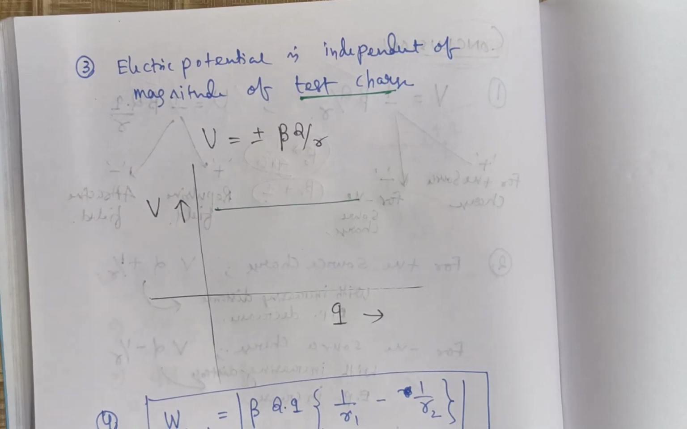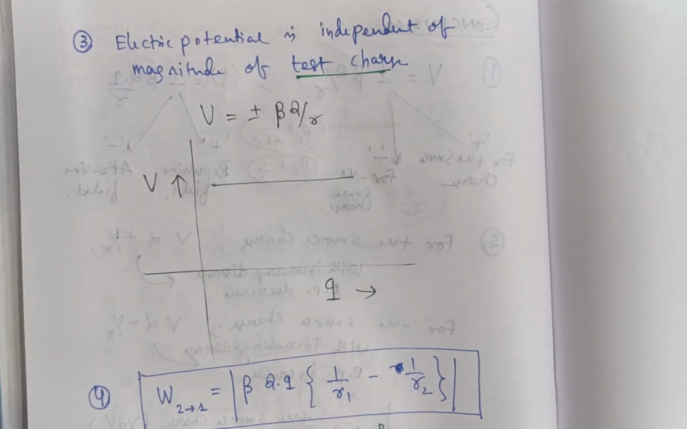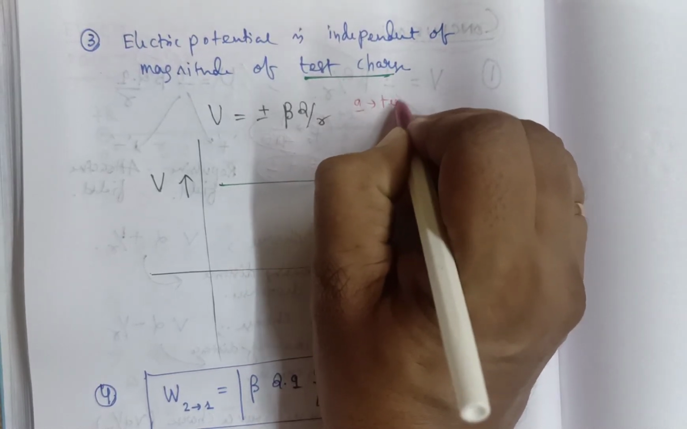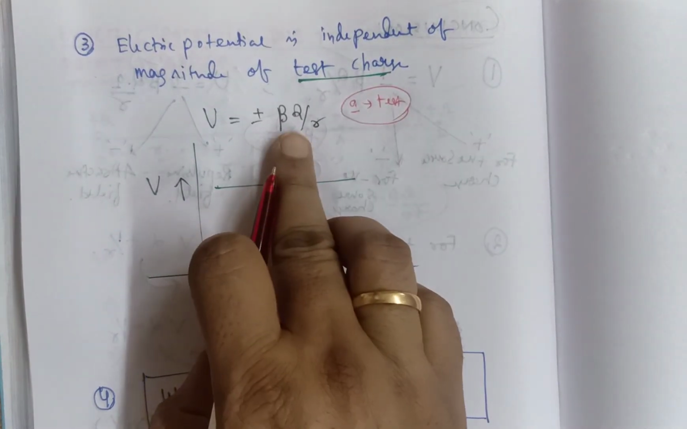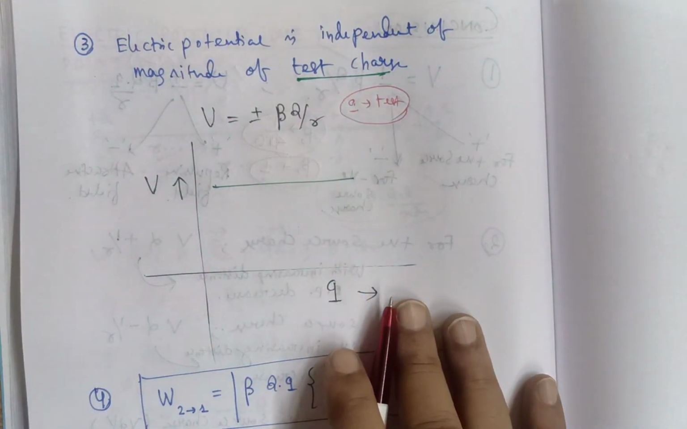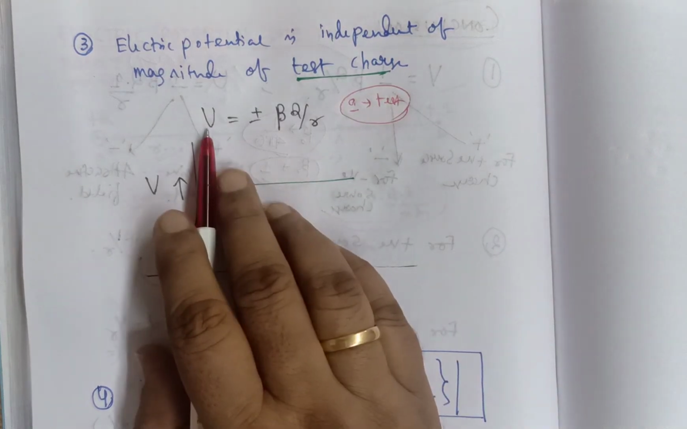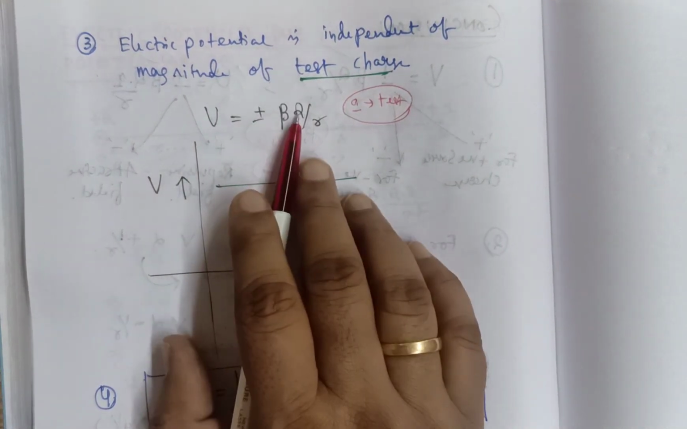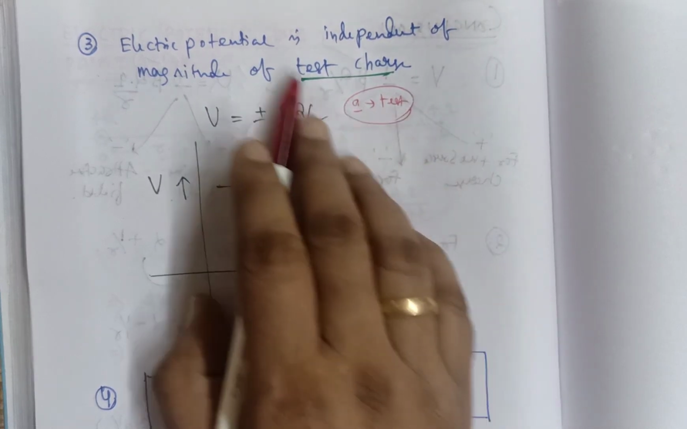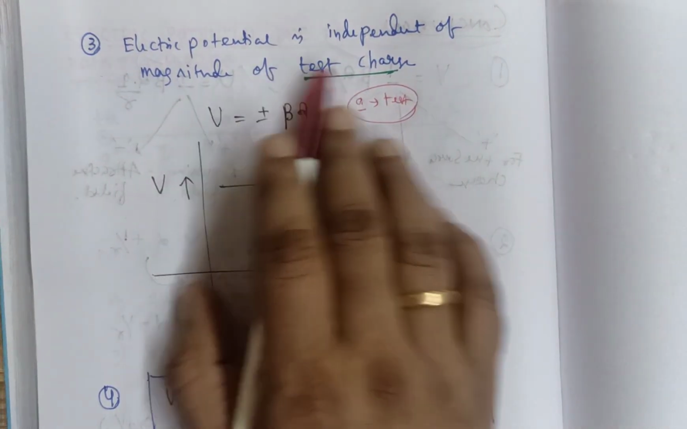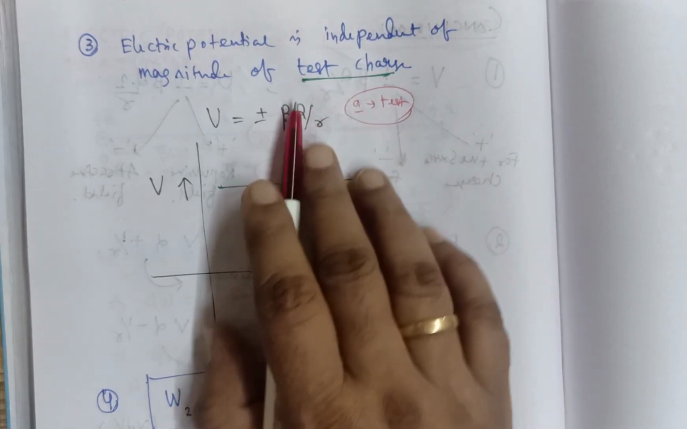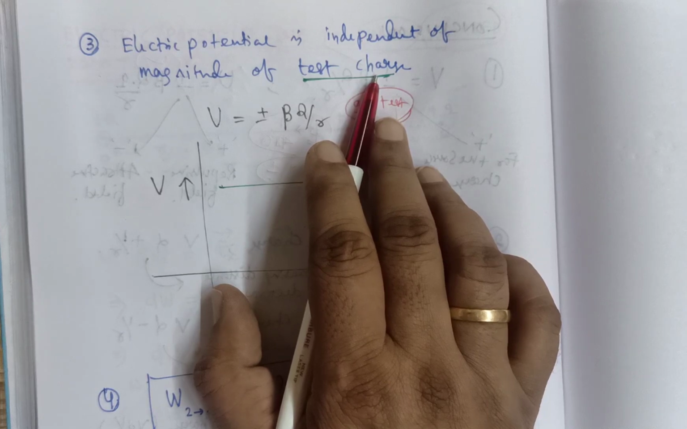Now we have to discuss how it depends upon the test charge. Your test charge is small q. You see the formula, there is no test charge. Actually in the derivation, small q is eliminated. That means there is no change in electric potential, for a positive source charge or a negative source charge, if you increase or decrease the test charge. That means electric potential is independent of the magnitude of the test charge. As we have discussed, the electric field intensity is also independent of the magnitude of the test charge.